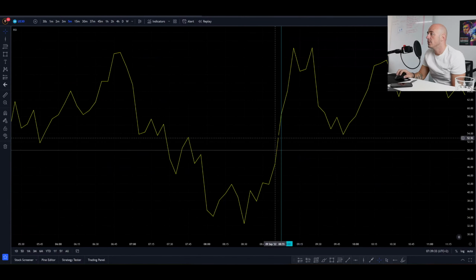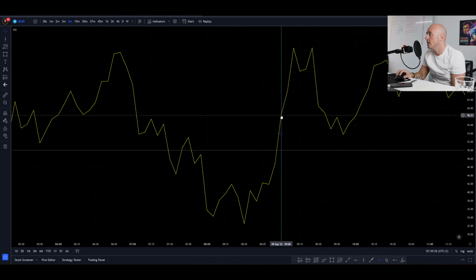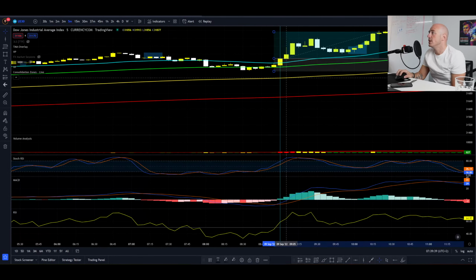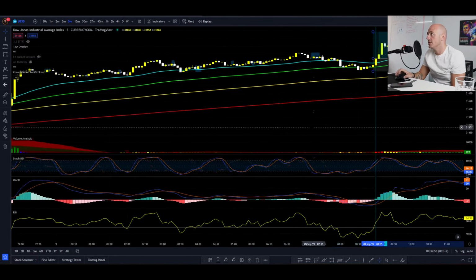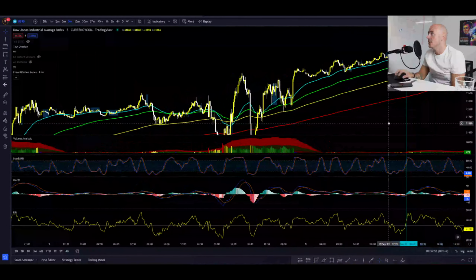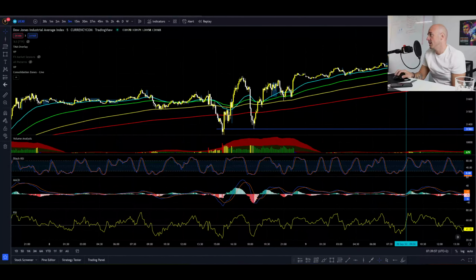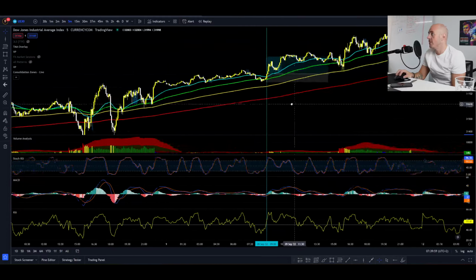Then you look at your RSI and you see at that point we were above the 50 level, showing bullish momentum. That's one confluence, all the moving averages lined up. Two confluences, big fat juicy candles. Three confluences, stochastic. Four, MACD. Five, RSI. That's more than enough for me.